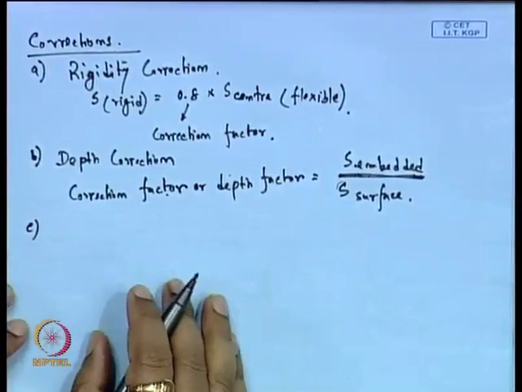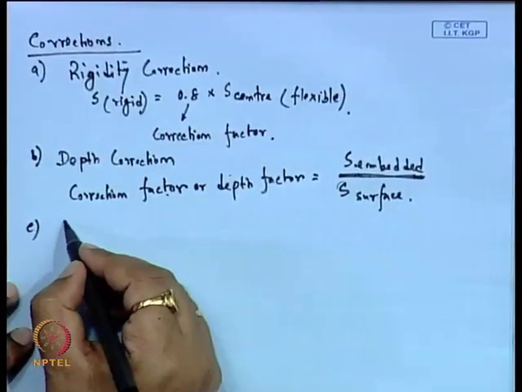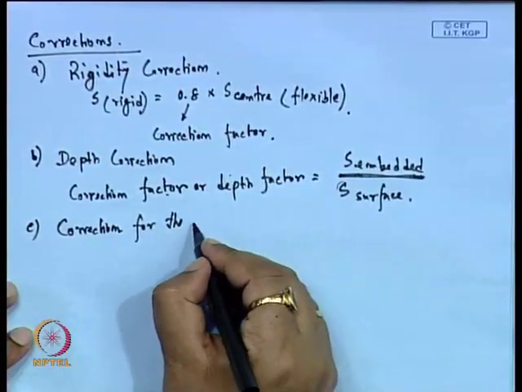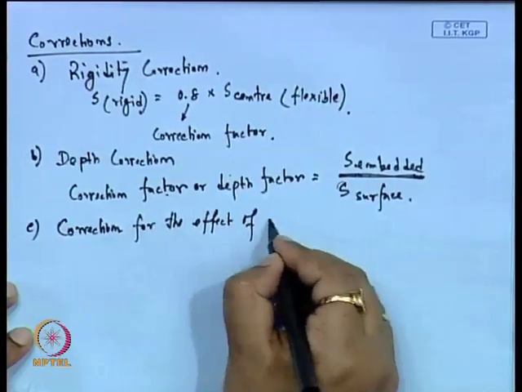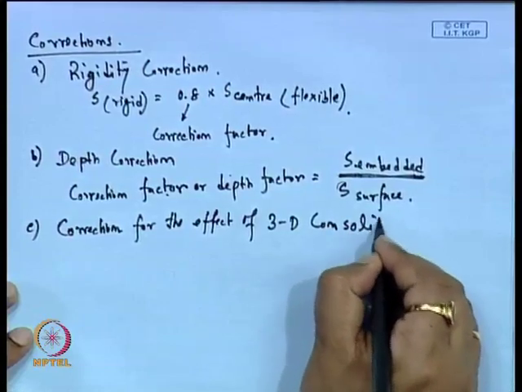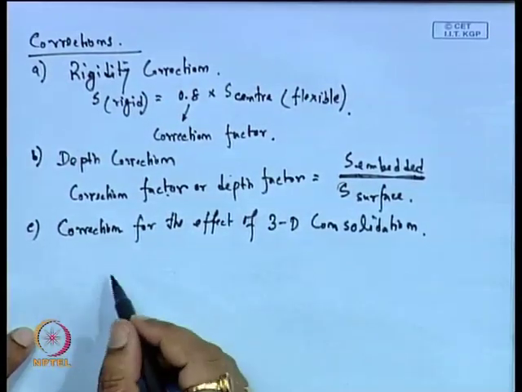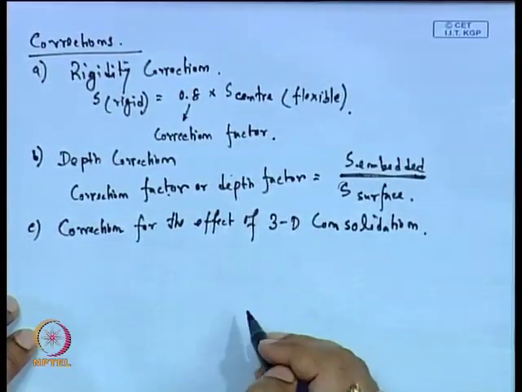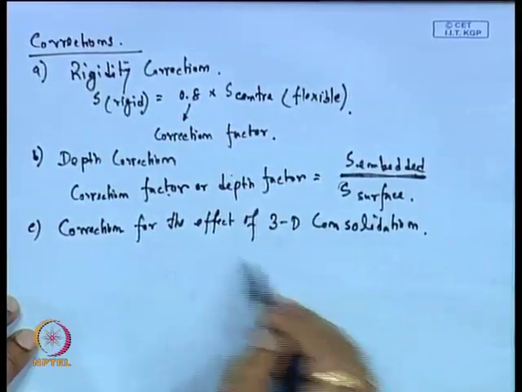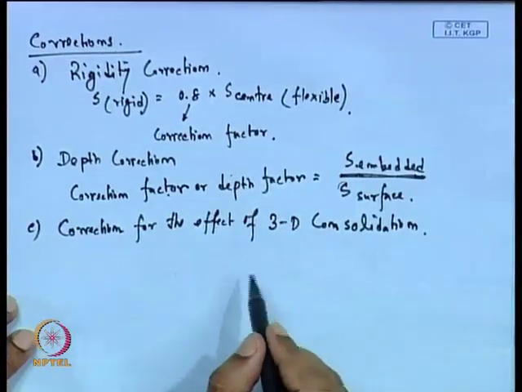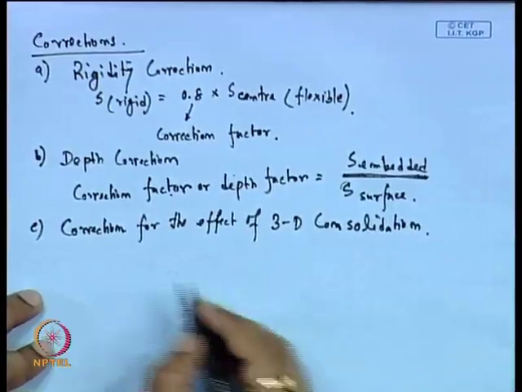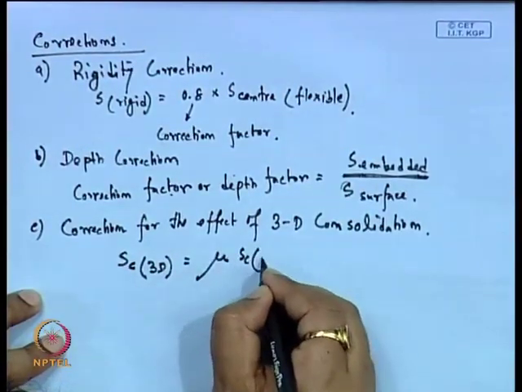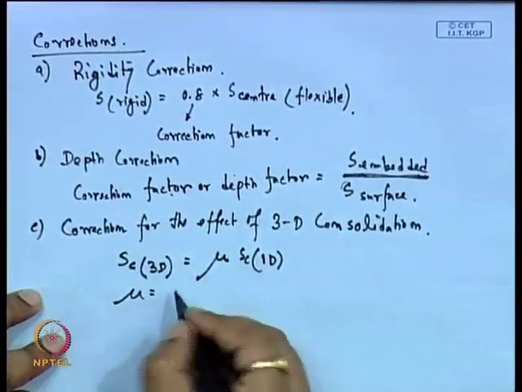And the next correction factor is the correction for the effect of 3D consolidation. Because the consolidation expression that we are using is for 1D consolidation theory. In the field, there will be three-directional consolidation, x, y, z, but here we consider only the z direction, though it will go in the x and y directions also. So to incorporate that 3D consolidation effect, you have to apply a consolidation correction factor. So S c consolidation for 3D is equal to the correction factor mu into S c for 1D, where mu is the correction factor.